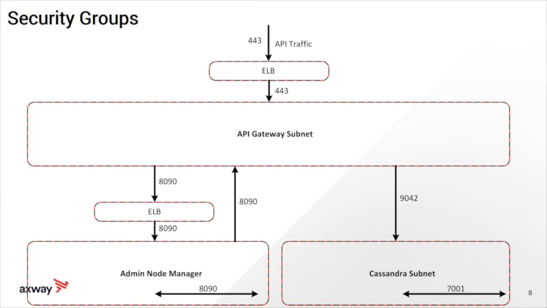The API gateway subnet will also be allowed to accept traffic on port 8090 from the admin node manager subnet, and similarly the Cassandra subnet would be allowed to send traffic on 7001 between EC2 instances in that subnet, as well as accept traffic on port 9042 from the API gateway subnets. So this should not be complex. If you are familiar with the API gateway architecture or the components, you would know what these ports are and what they are used for.